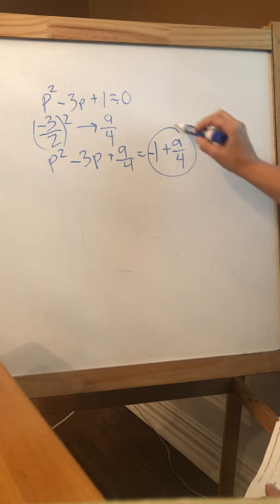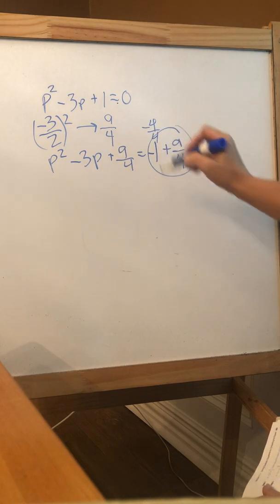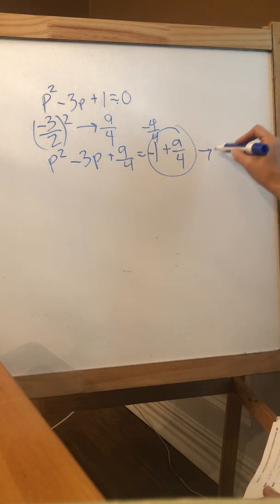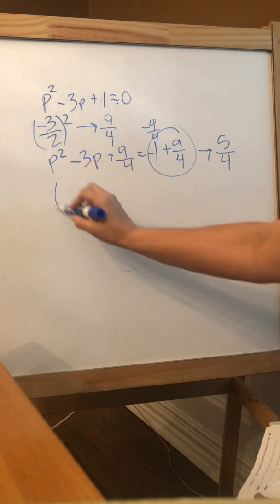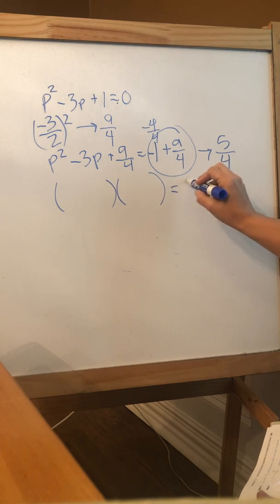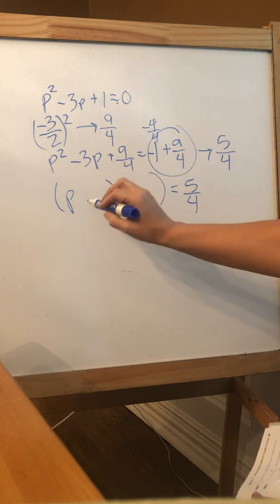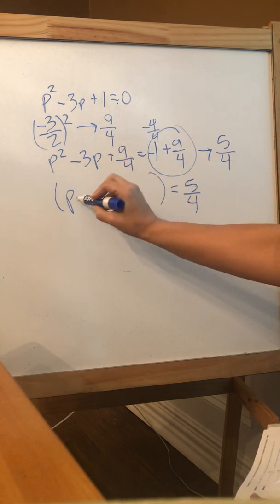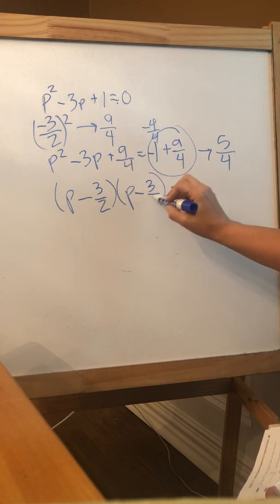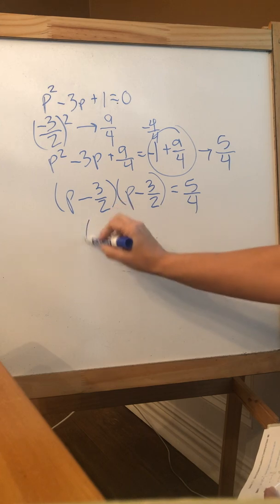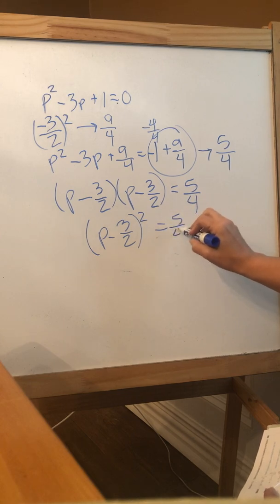So let's take care of this. Negative 1 is the same as saying negative 4 over 4. So let's combine that, and we end up with 5 over 4 here. Now, as we factor it, bring down your p. Again, take this, divide it by 2, and we have a positive number here and a negative here, so we're going to end up with 2 negatives. 3 divided by 2 is 3/2. All right, rewrite it. p minus 3 over 2 squared equals 5/4.